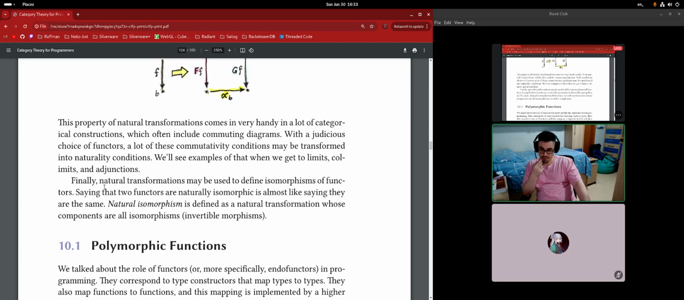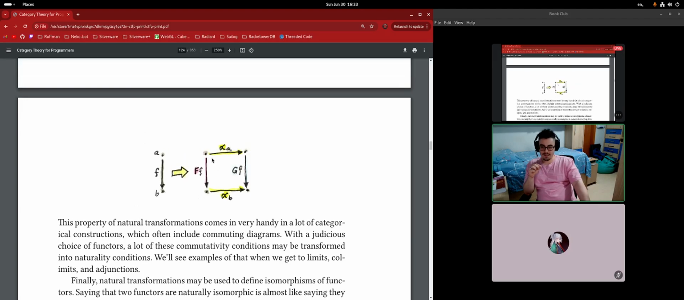Finally, natural transformations may be used to define isomorphisms of functors. Saying that two functors are naturally isomorphic is almost like saying that they are the same. Natural isomorphism is defined as a natural transformation whose components are all isomorphisms.